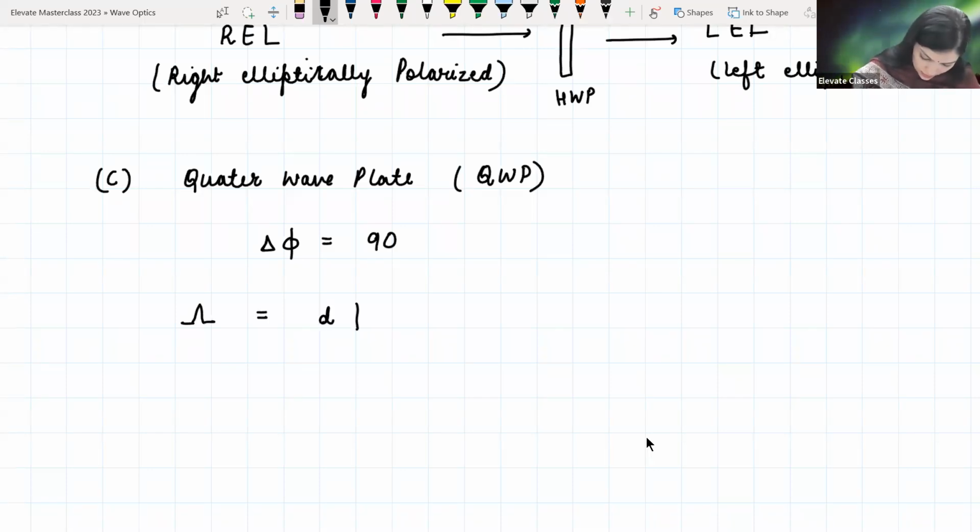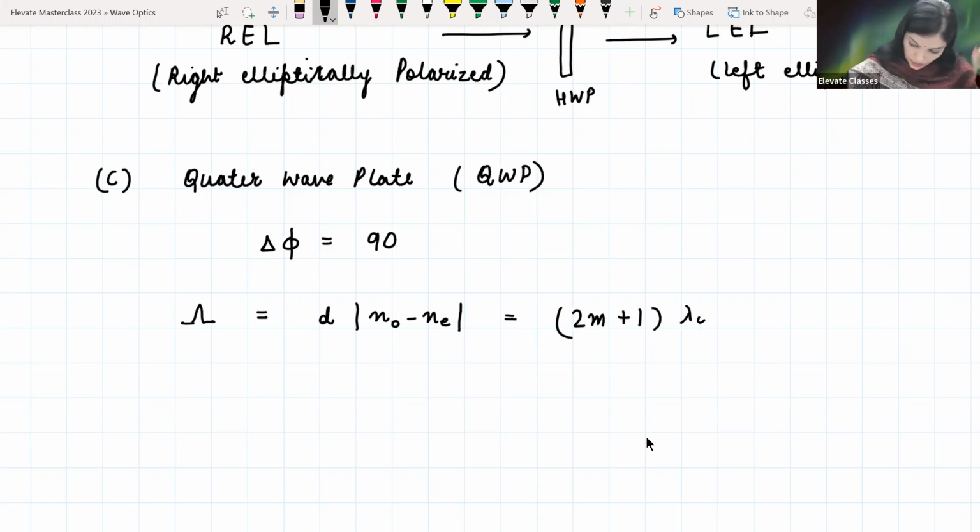NO minus NE should be equal to (2m plus 1) lambda naught by 4. Is it correct? 0 is lambda by 4, then 1, 3 lambda by 4. Okay. So यहाँ पे I am interested in a relative phase shift of lambda naught by 4. Lambda naught by 4 corresponds to del phi is equal to 90 degree, right? So here my m can be 0, 1, 2, and so on.